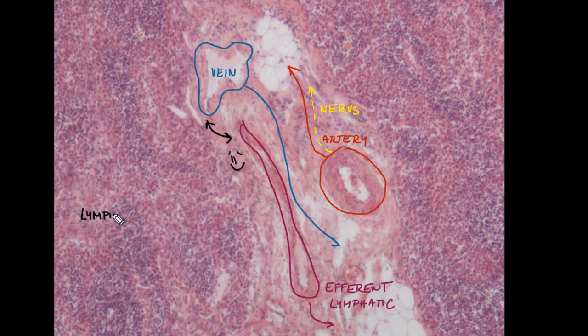Lymphatic vessels do have endothelial cells, but when they enter the node, they drain into spaces that are partially bounded with reticular fibers and cells, but do not have endothelial cells. These spaces are called sinuses.